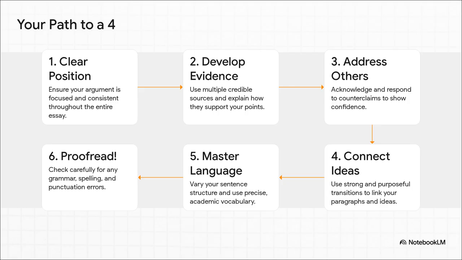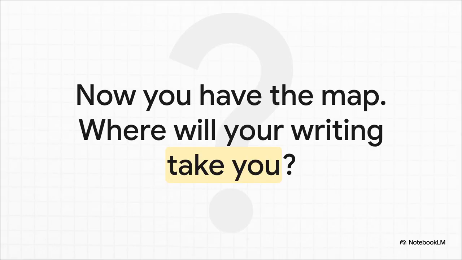Every single one of these steps comes directly from what the rubric says it takes to get that top score. So from now on, don't think of the rubric as some secret code for your teacher. It's not. It's a map, and it's for you. It literally tells you the destination, a great essay, and gives you the step-by-step directions to get there. So the only question left is, now that you have the map, where are you going to let your writing take you?